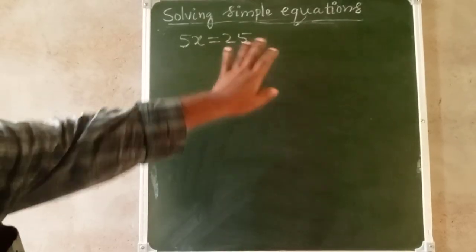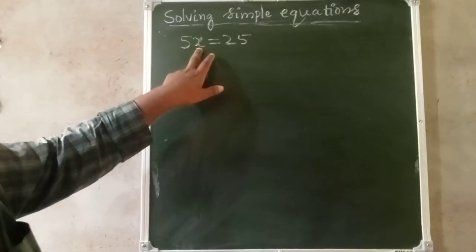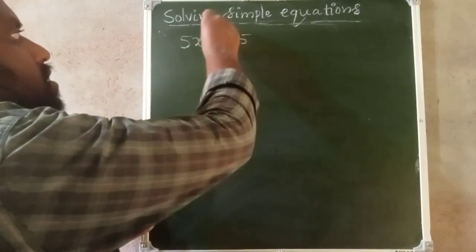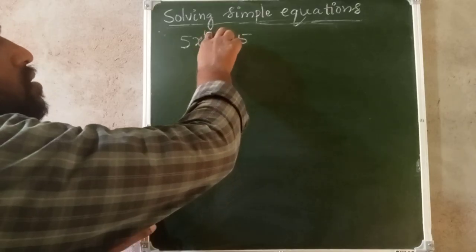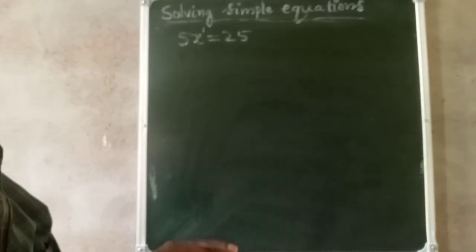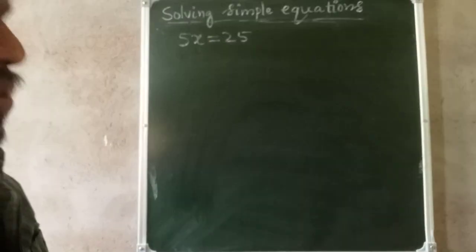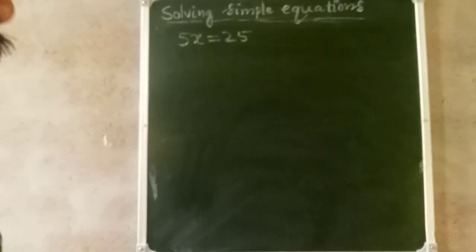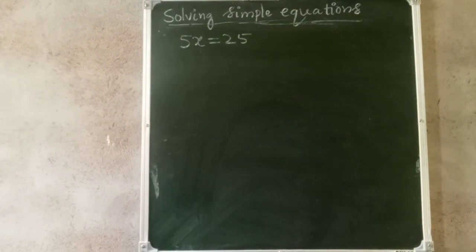So 5x is equal to 25 is a simple equation because there is only one variable x and the power is 1. Here nothing is there means 1 is there. So one variable and power is 1. Because of that it is a simple equation. Now we have to find the value of x. We have to solve. So that I will explain.